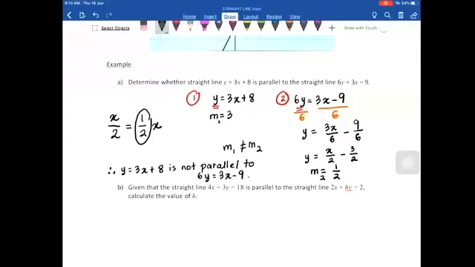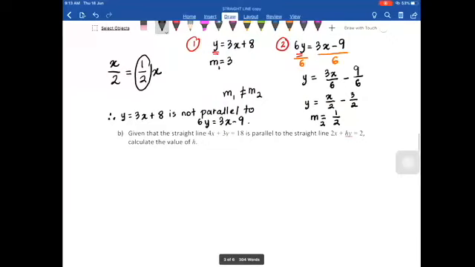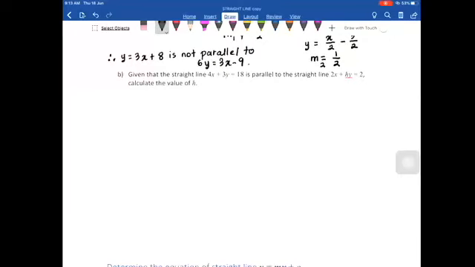Okay. The next question. Sama je, lebih kurang. Given that a straight line 4x plus 3y equals to 18 is parallel to the straight line 2x plus hy equals to 2. Dia kata ni given. Dia tak suruh determine. Diberi. Dia kata equation yang pertama ni dengan equation yang kedua dia adalah parallel, straight line je. So dia nak tahu value of h. So this is my h here.